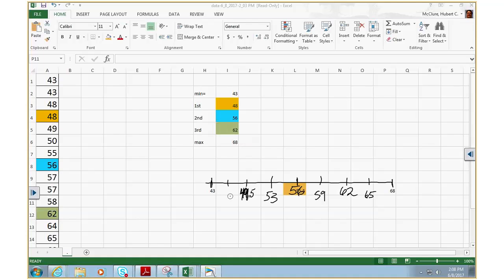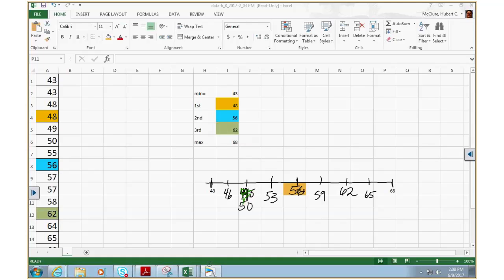Something's wrong. This should be 50. 43 to 50 is 6. Half of 6 is what? 3, so that'd be 46. All right, so now you've got your number line done. You can have decimals. You can have whole numbers. It's not going to stop the world from rotating if you have one a little bit off.